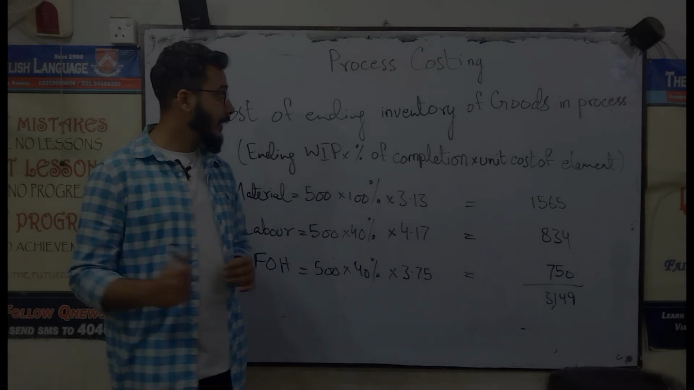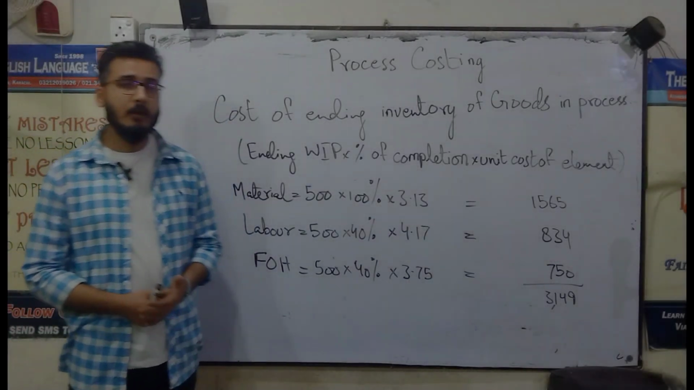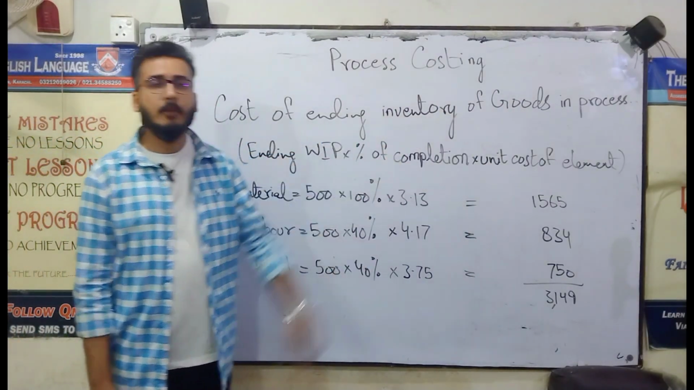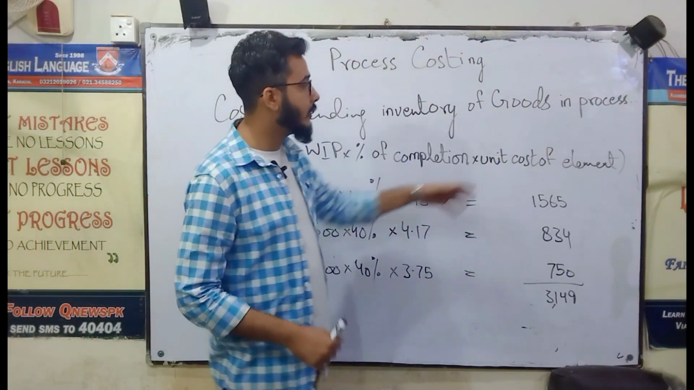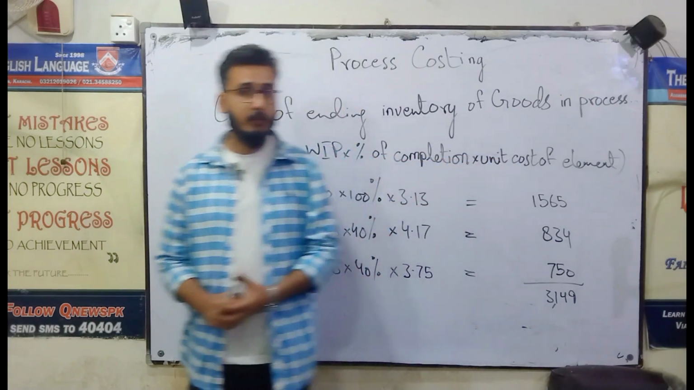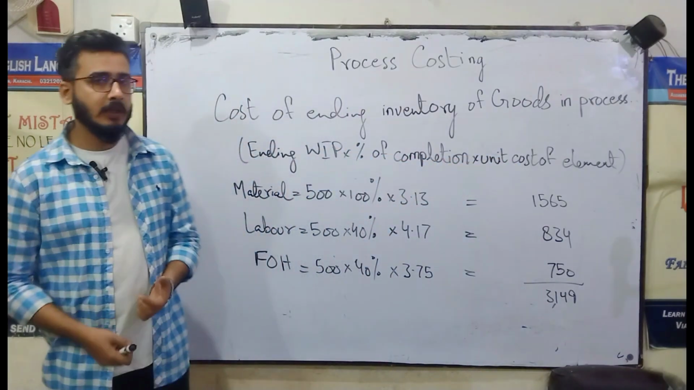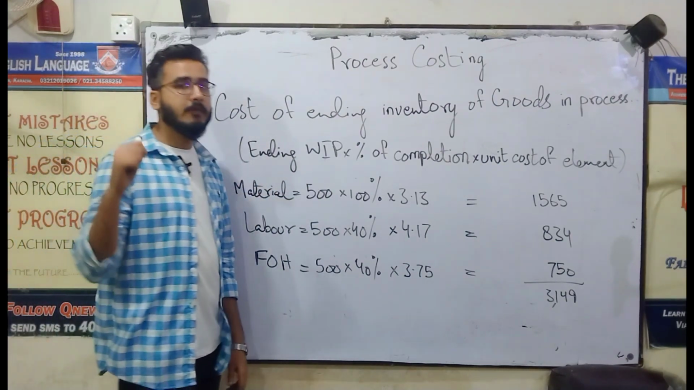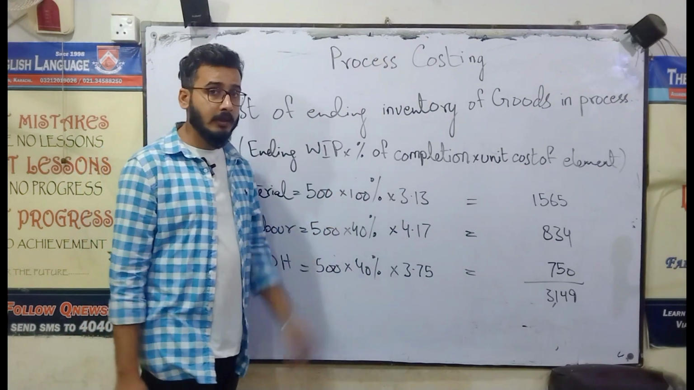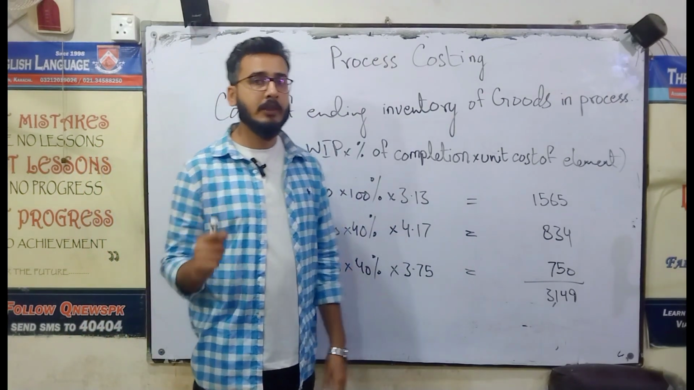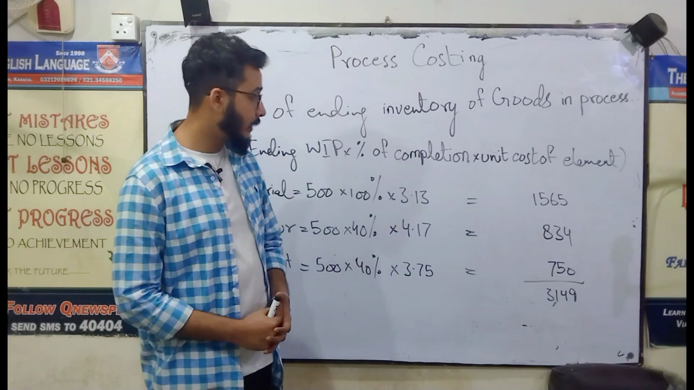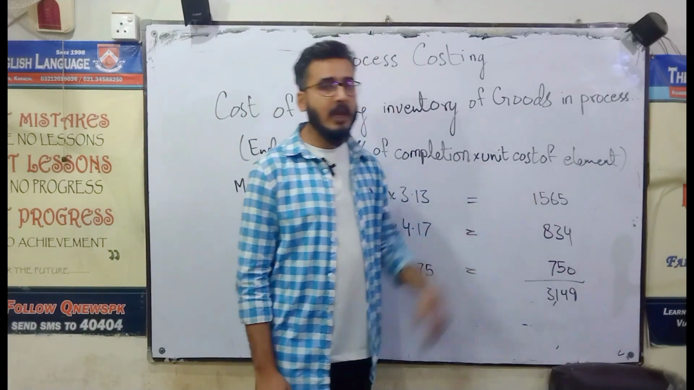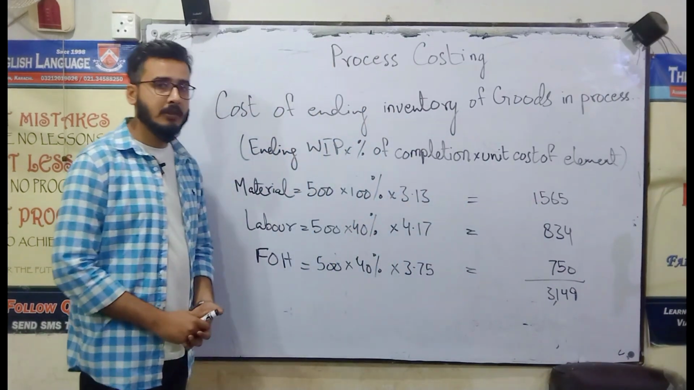Okay, now the final step, that is cost of ending inventory of goods in process. We have the basic formula: ending work in process multiplied by percentage of completion and multiplied by unit cost of element, which we have calculated before for material, labor and factory overhead separately. Now, we have material and the ending work in process units are 500. And it is given in the question that material was completed 100% as per ending work in process. Now, by multiplying it with the per unit cost, we have the total cost of 1,565.